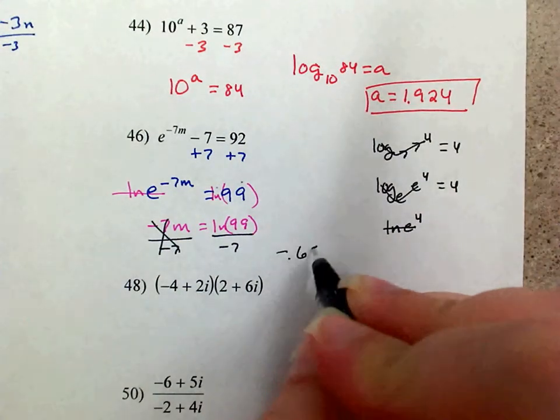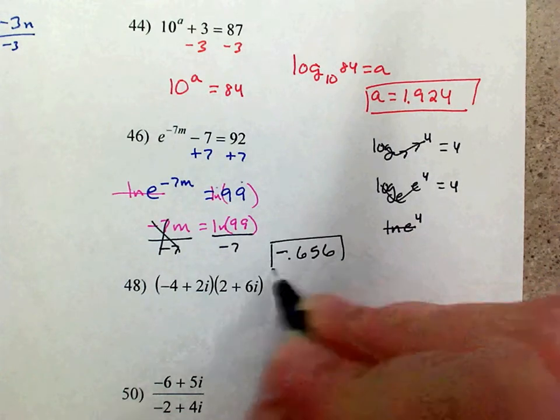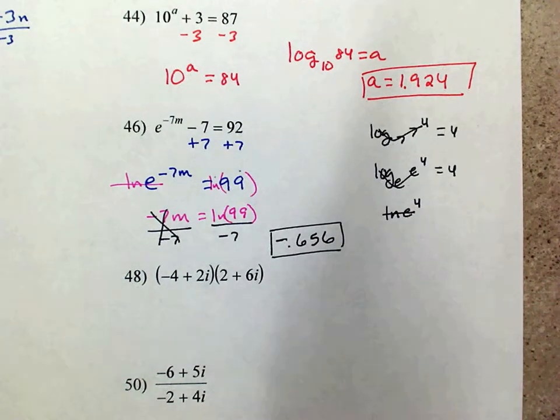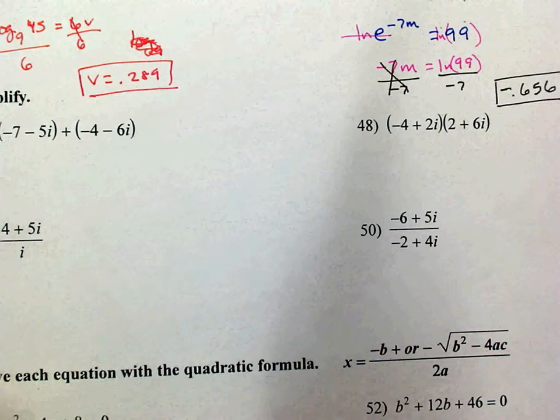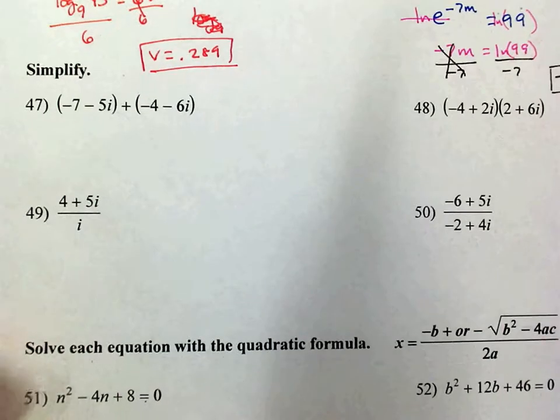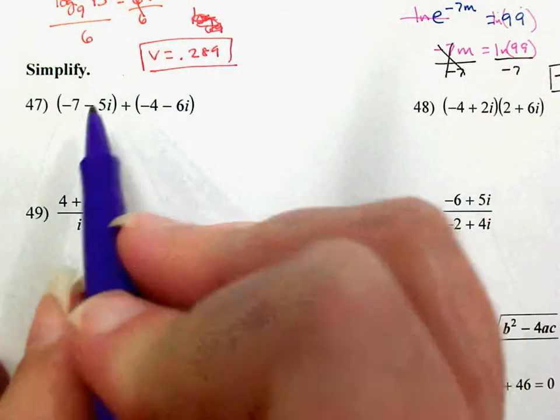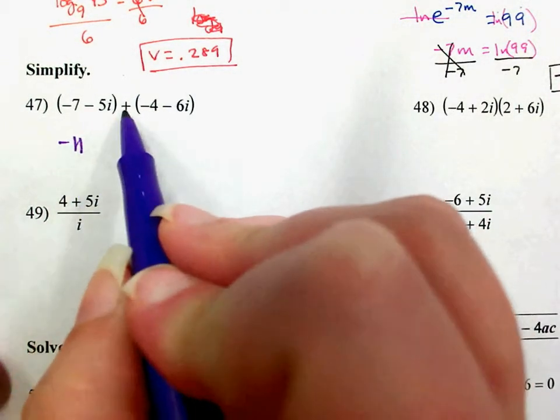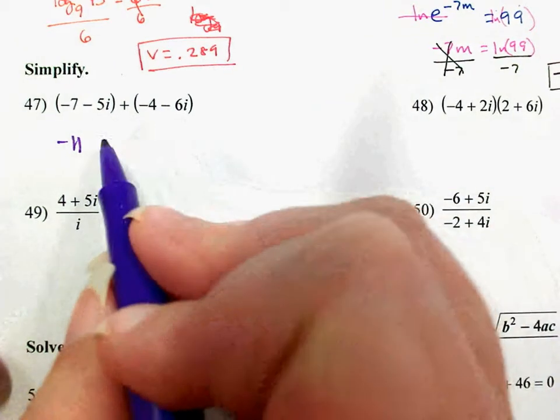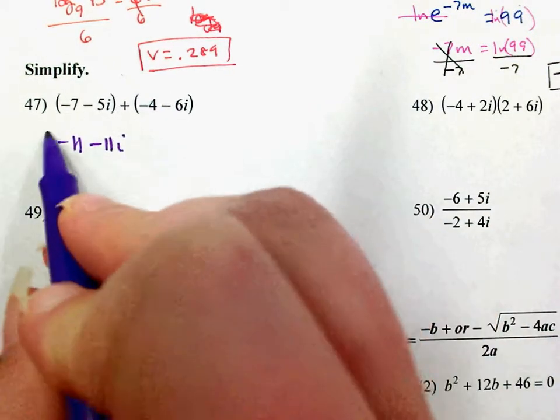Okay. Let's go with 47. 47 says simplify. All we need to do is combine like terms. Real with real, imaginary with imaginary. Negative 7 and negative 4 is negative 11. That's a plus sign. Negative 5i and negative 6i is negative 11i, and I'm done. Okay? All I was going to do is add like terms.